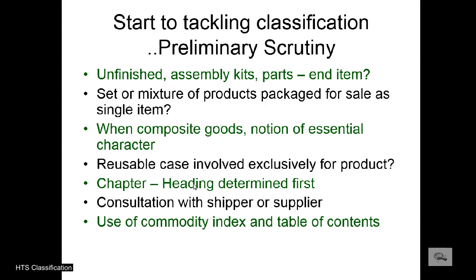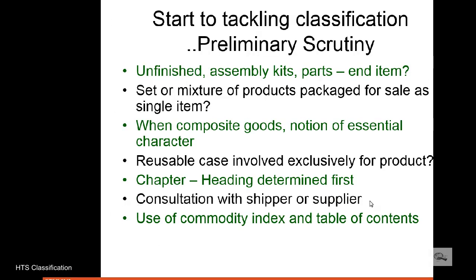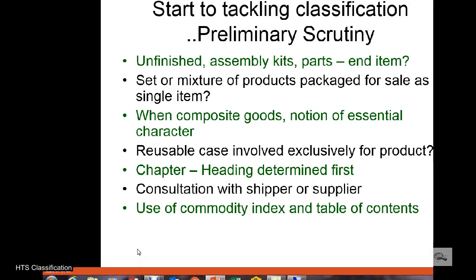Obviously, picking the brain of a shipper or supplier, what the product is made of, how much its components cost, what is the main use, etc., can be derived. Some classifications are contingent upon the end use of the product. Finally, it isn't cheating or too easy to consult the tariff's extensive index or the contents. What may be specifically provided for in this index or in the table of contents may narrow down the choices to a heading or subheading level of classification.